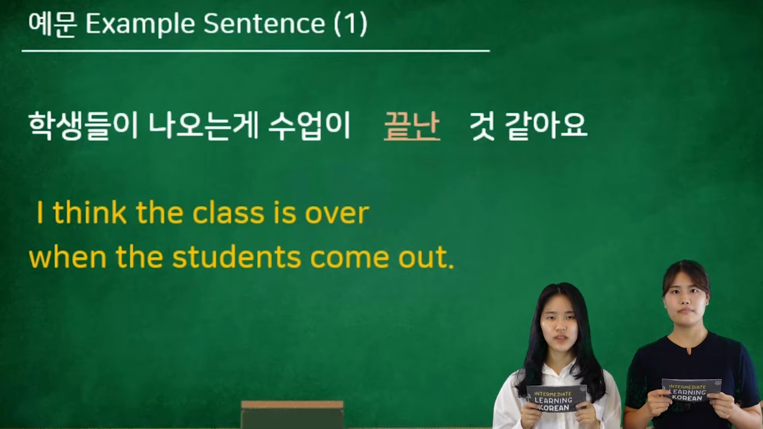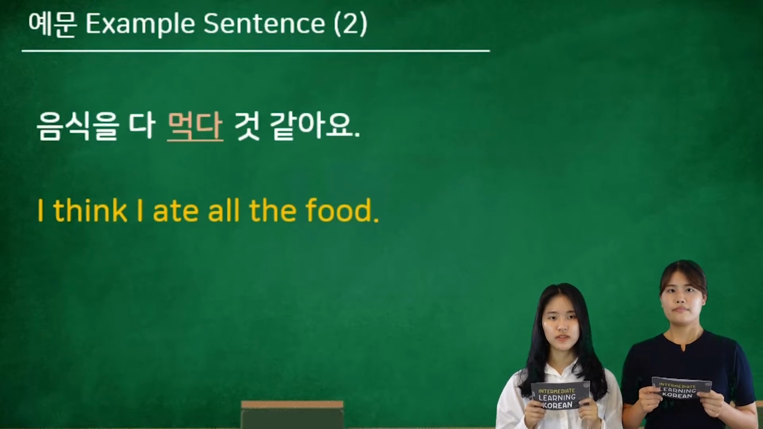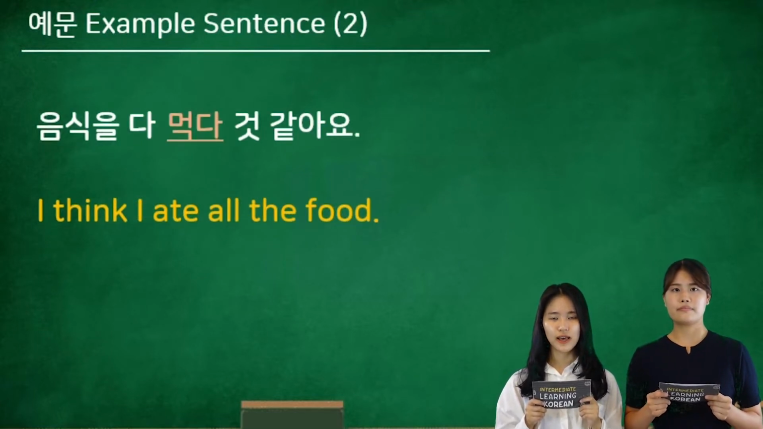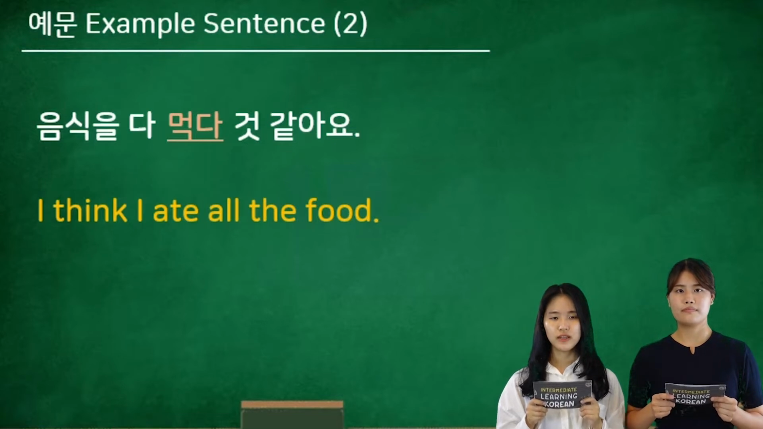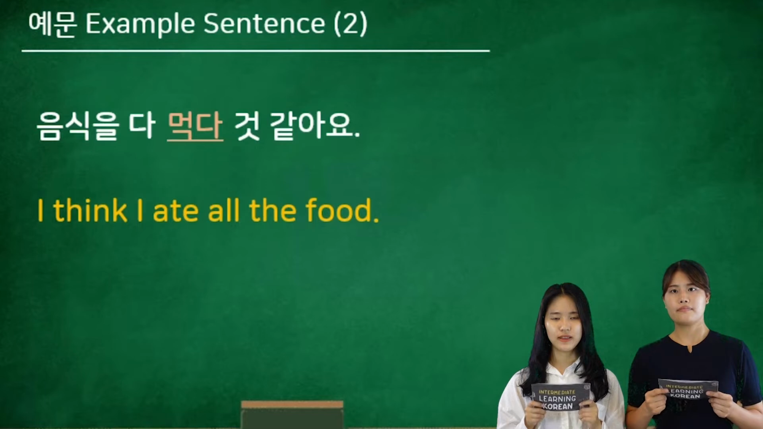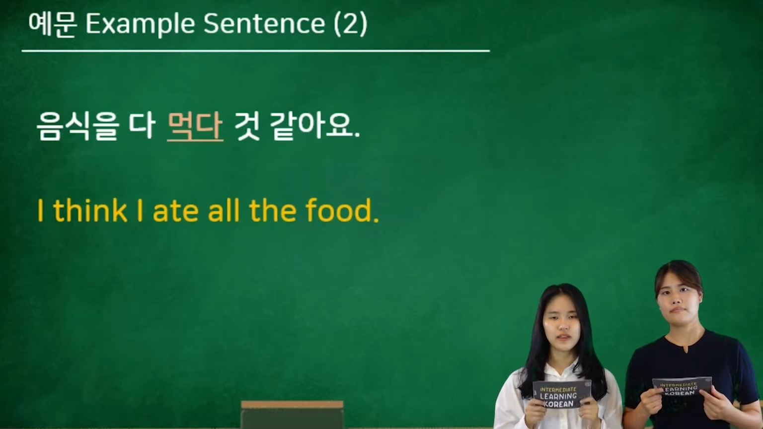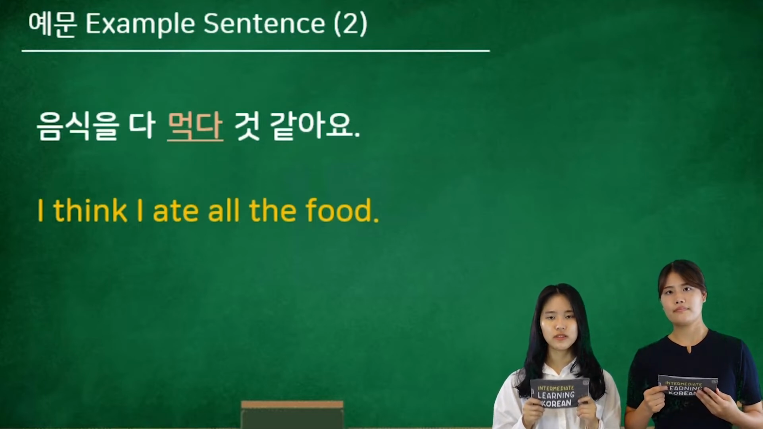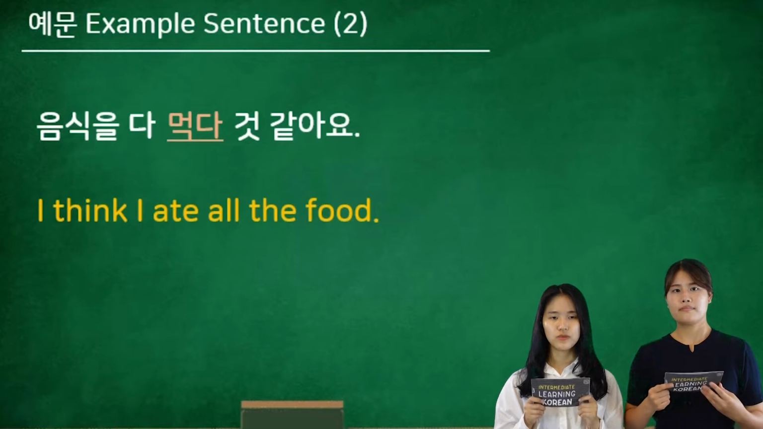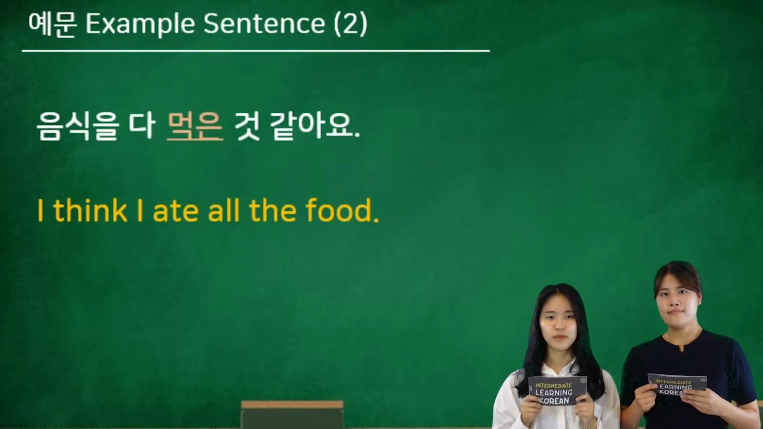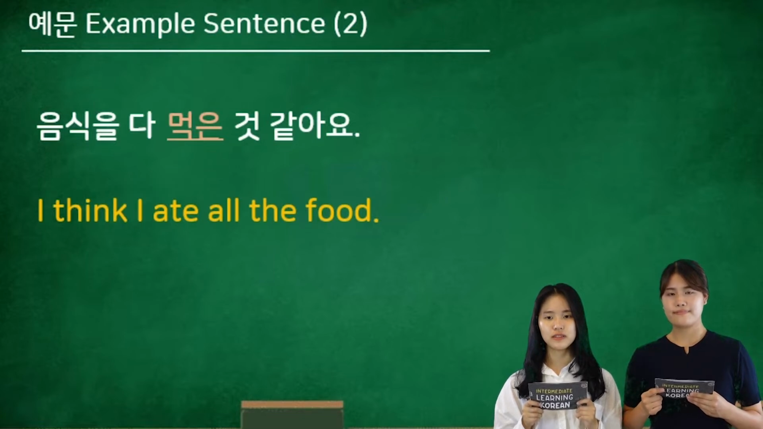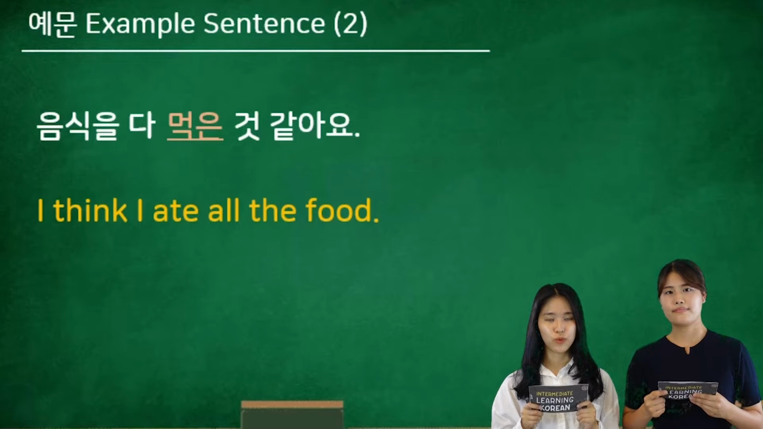Yes, this is the second example sentence. 음식을 다 먹다. If you remove 다 from the verb 먹다 in this sentence, you can see that there is a final consonant in the stem of the verb. That's why we use 은 것 같다. Then it becomes 음식을 다 먹은 것 같아요.